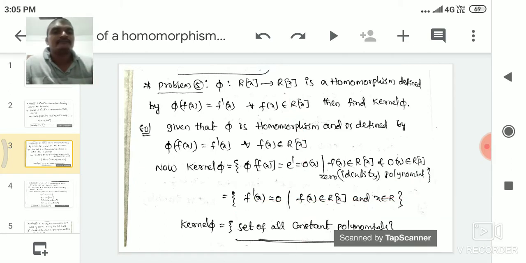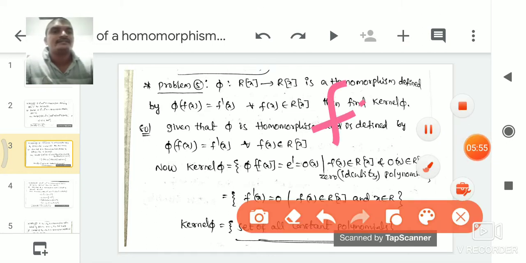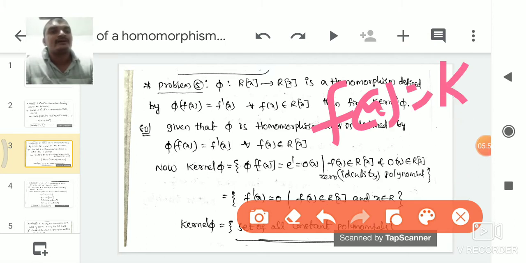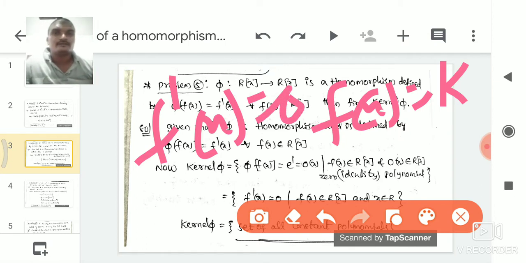But here the definition of phi of f of x is equal to f dash of x. Left hand side is f dash of x and right hand side is 0. So that means here we get f dash of x is equal to 0. The kernel of a homomorphism phi is f dash of x is equal to 0. If f of x is a constant function, then the derivative of this function, that is f dash of x, is equal to 0. So that means here the set of all constant polynomials have derivative equal to 0.